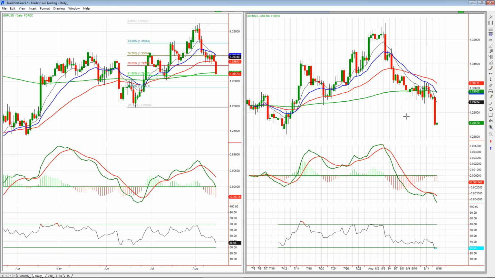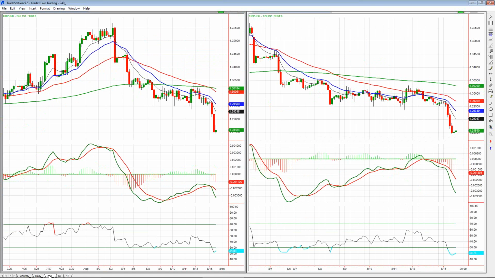The 480 chart, the 8-hour, doesn't really tell us a whole lot of things different. All the moving averages are rolled over to the downside, as you would suspect. So the charts going upward are really from the daily, the weekly, and the monthly. And then we'll go here and take a look at some of these intermediate time frames.